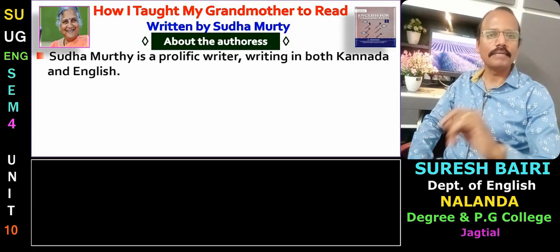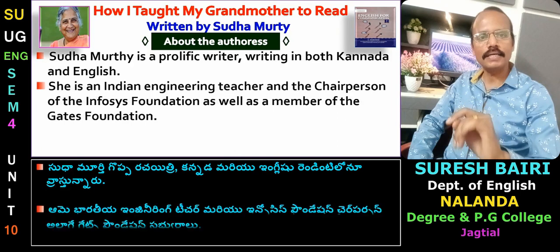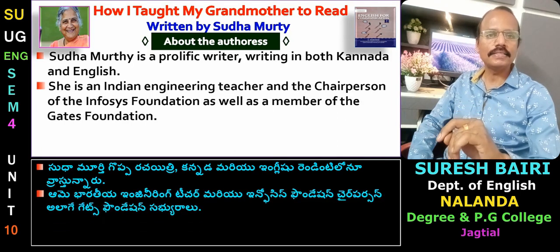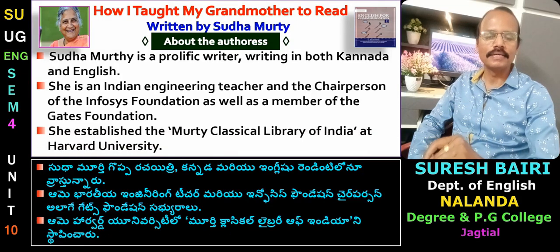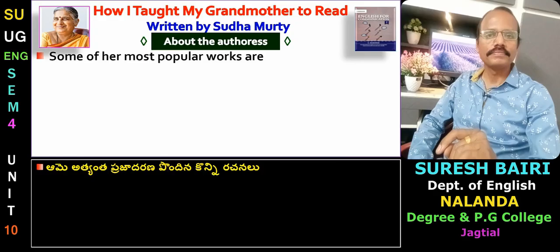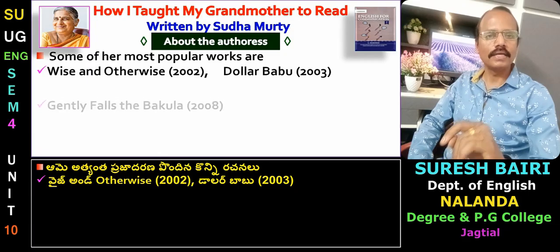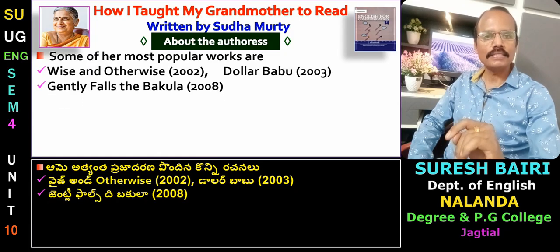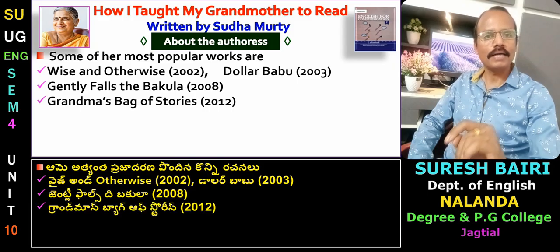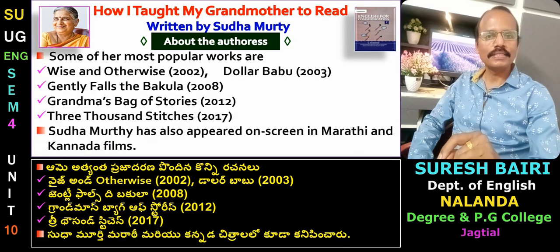Now let's understand about the authoress. Sudha Murthy is a prolific writer, writing in both Kannada and English. She is an Indian engineering teacher and the chairperson of the Infosys Foundation, as well as a member of the Gates Foundation. She established the Murthy Classical Library of India. Some of her most popular works are Voice and Otherwise in 2002, Dollar Babu in 2003, Gently Falls the Bakula in 2008, Grandma's Bag of Stories in 2012, 3000 Stitches in 2017. Sudha Murthy has also appeared on screen in Marathi and Kannada films.